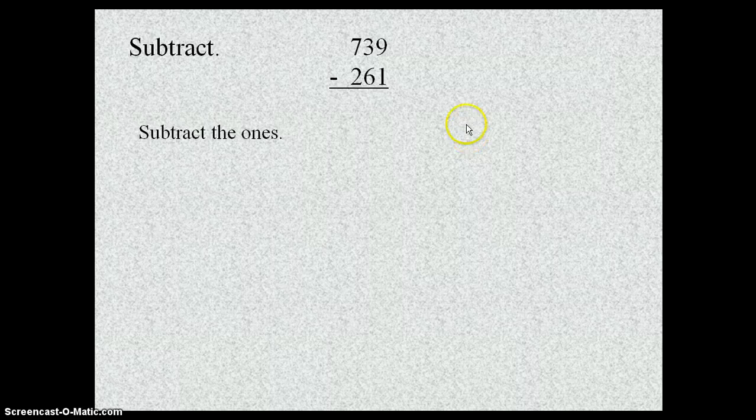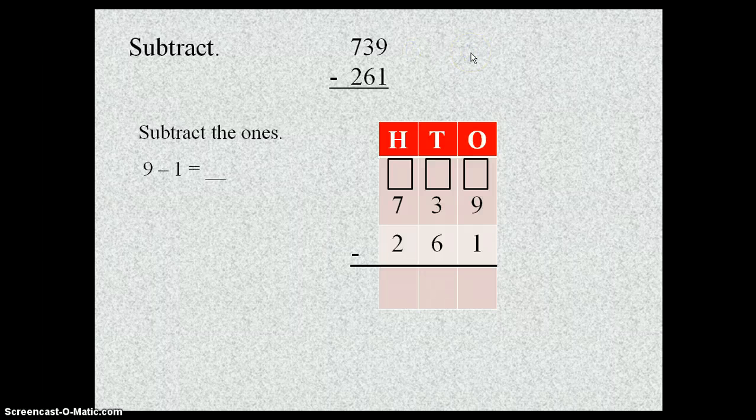All right, now we're going to subtract 261 from 739. This time we're going to do it without the model. So first we're going to go to the ones place and we're going to think, do I have enough ones to subtract? I have 9 and they want to take away 1. Definitely 9 is bigger than 1, so I don't need to stop. I can just subtract. 9 minus 1 is 8. I'll put the 8 in the ones place.